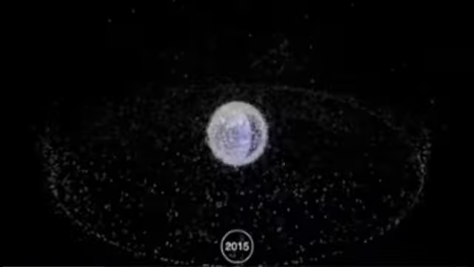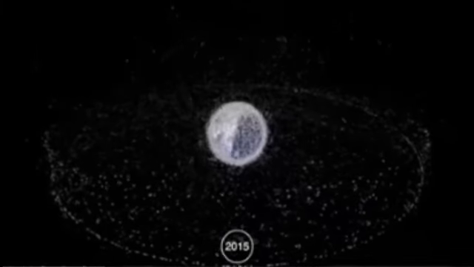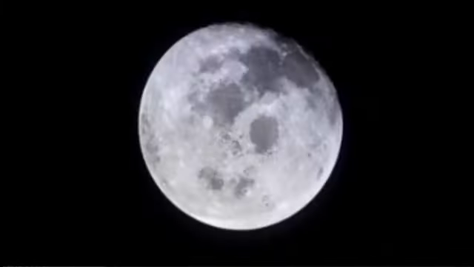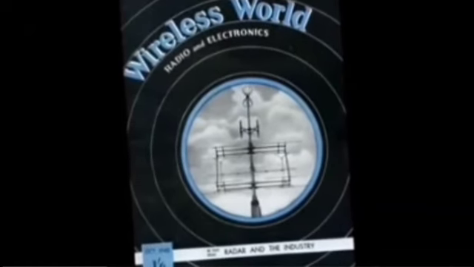Just think about it. If there are really over 10,000 satellites orbiting Earth as we speak right now, then why can't we see any pass in front of the moon? Not even small specks. The concept of satellites was originally created by a Freemason science fiction writer named Arthur C. Clarke in a magazine titled Wireless World in 1945.